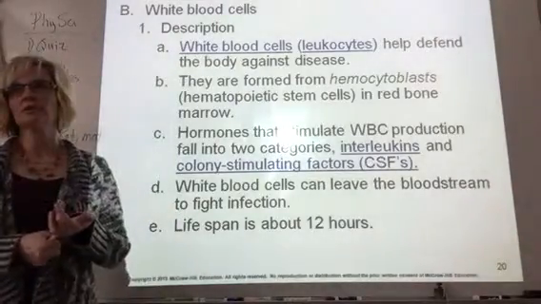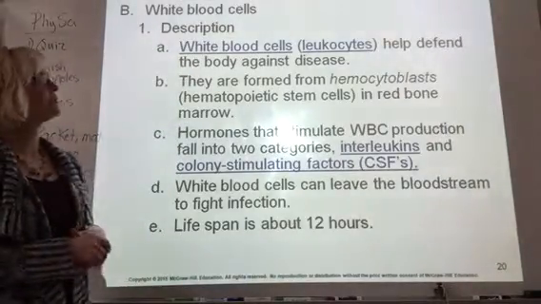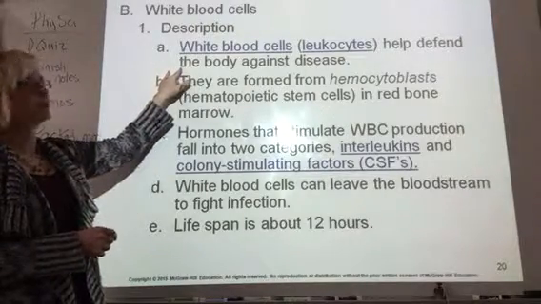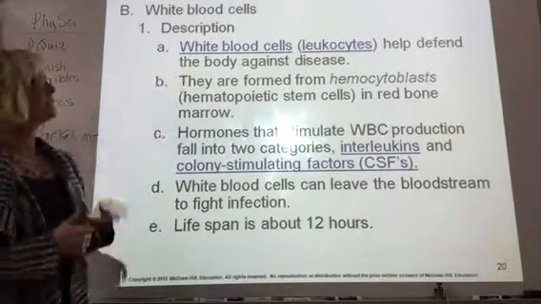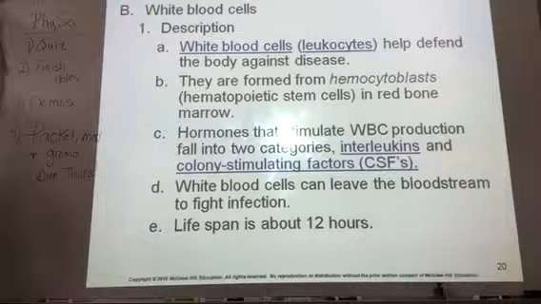So red blood cells are called erythrocytes. White blood cells are called leukocytes. So that's their scientific name. Very important for immunity and defending against any diseases. They are formed from, so here again, this would be on that page 332, hemocytoblasts, same as your red blood cells. They're formed in red bone marrow. Hormones that stimulate white blood cell production are either interleukins or colony stimulating factors, which are abbreviated CSFs.